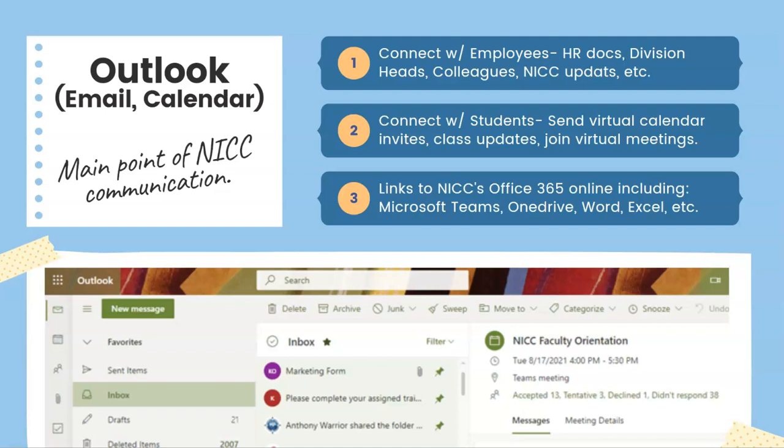You'll also notice that this is the main location for connecting with your students. So this could be in sending out virtual calendar invites, sending out class updates, or even joining in virtual meetings. You'll also notice that if you're able to log into your NICC email, you can also get connected to your Office 365, which includes Microsoft Teams, OneDrive, Word, and Excel. It's a great way to get connected any place you're able to log in.